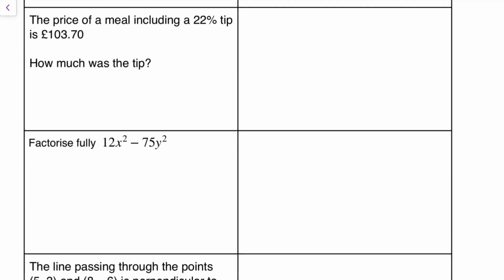Next question. The price of a meal including a 22% tip is this. How much was the tip? Right, a few ways of doing this. I'm going to do this a slightly different way to how I would normally do it. I'm going to say 122% is equal to 103.70. And I need 22%, which is the tip.